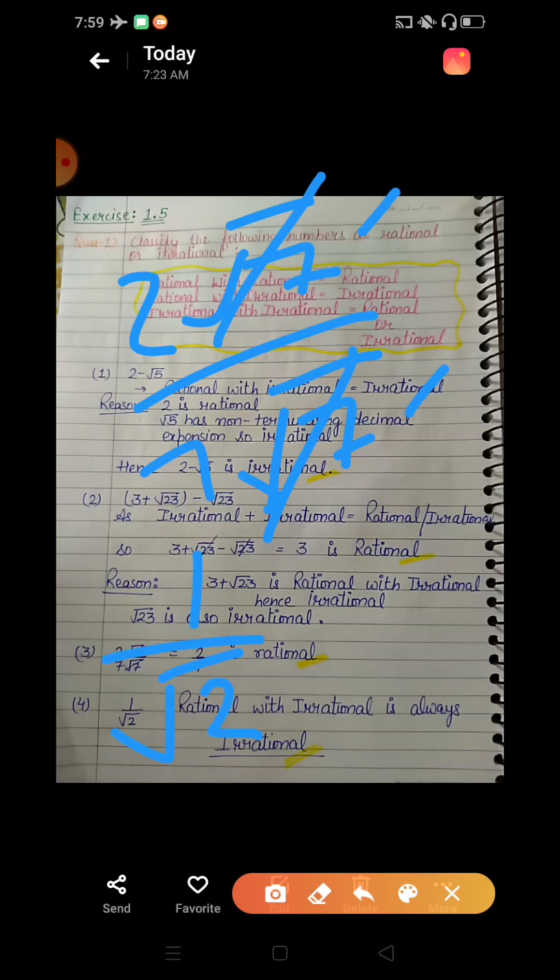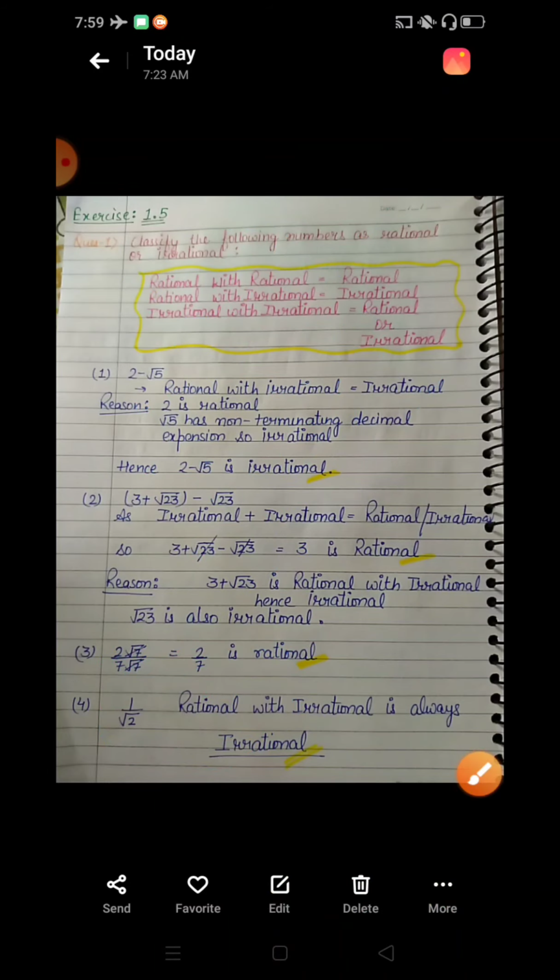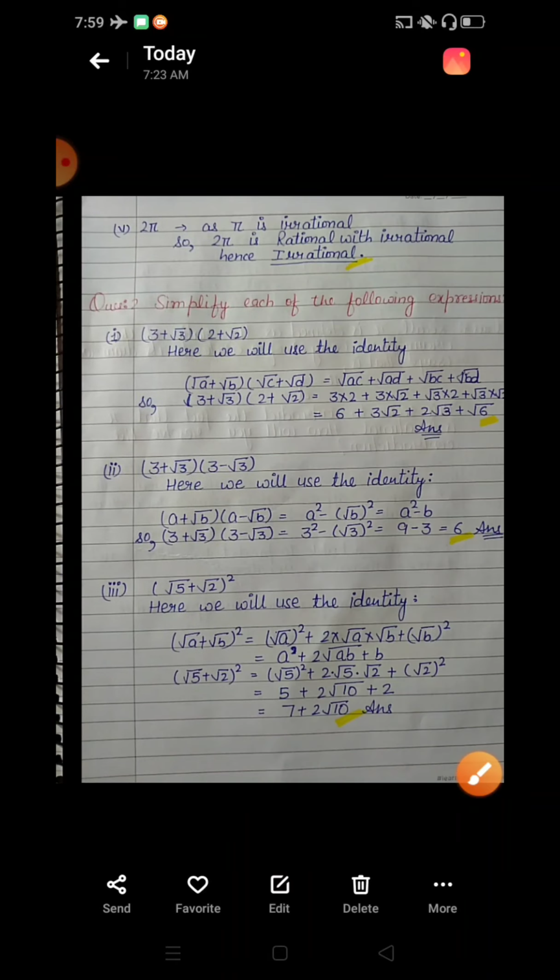Next question is 1 by root 2. As we know, root 2 is irrational, 1 is rational. So rational plus irrational is equal to irrational. So 1 by root 2 is irrational.